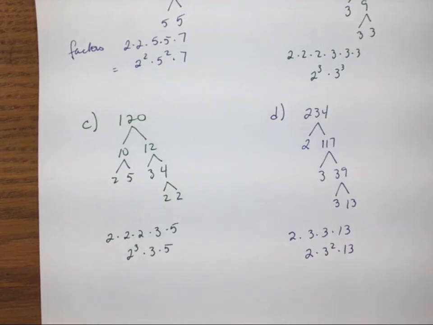And again, you can multiply those out until you find that you have all prime numbers, and then multiply it out to make sure you're getting back to your original number.